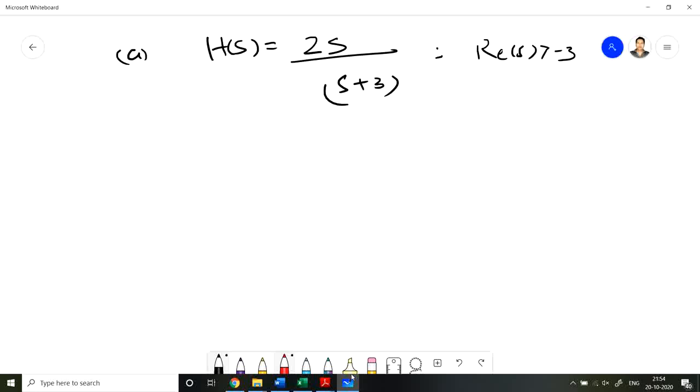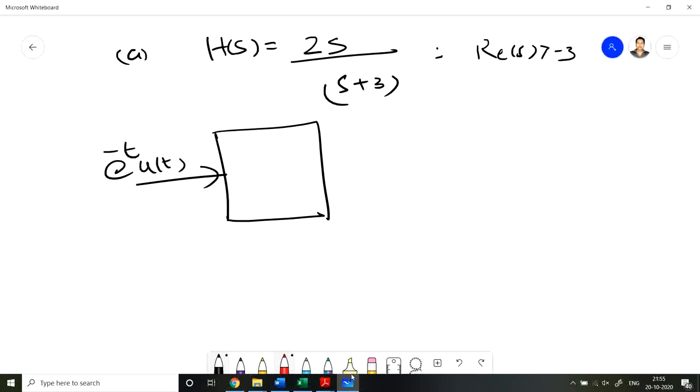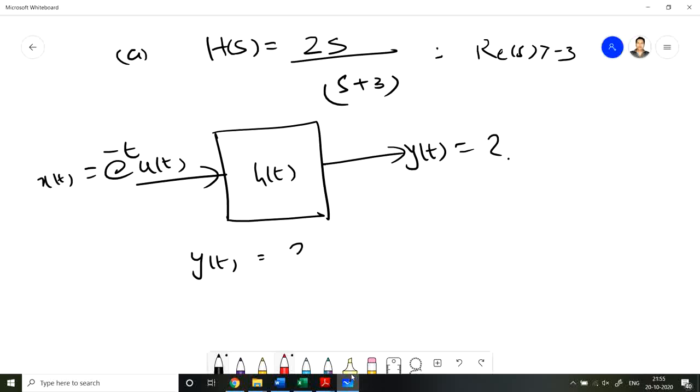Now the question says that the input is no longer ut. The new input is e raised to the power minus t into ut, and it will pass through the LTI system with impulse response ht. Now we need to find the new output yt, the response yt. So yt is written as xt convolved with ht.